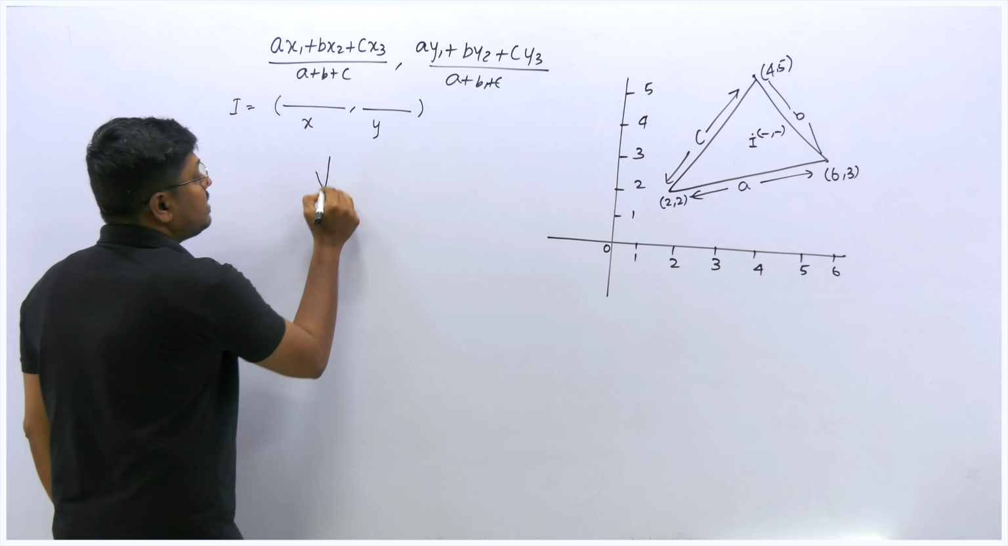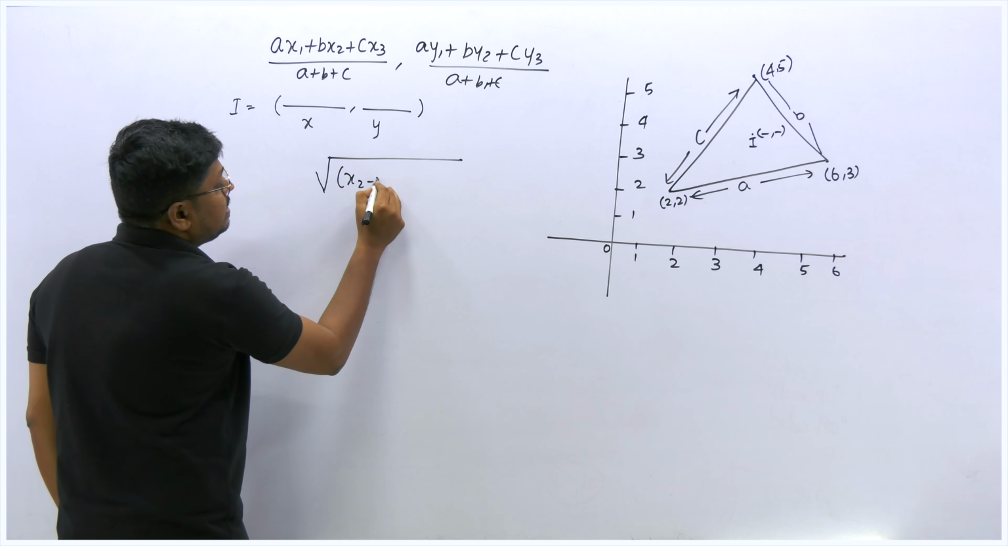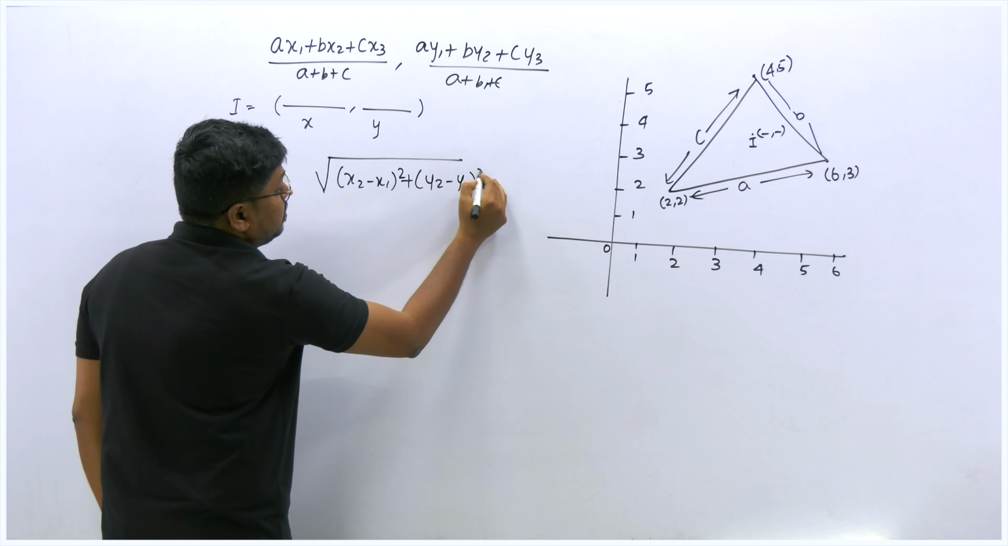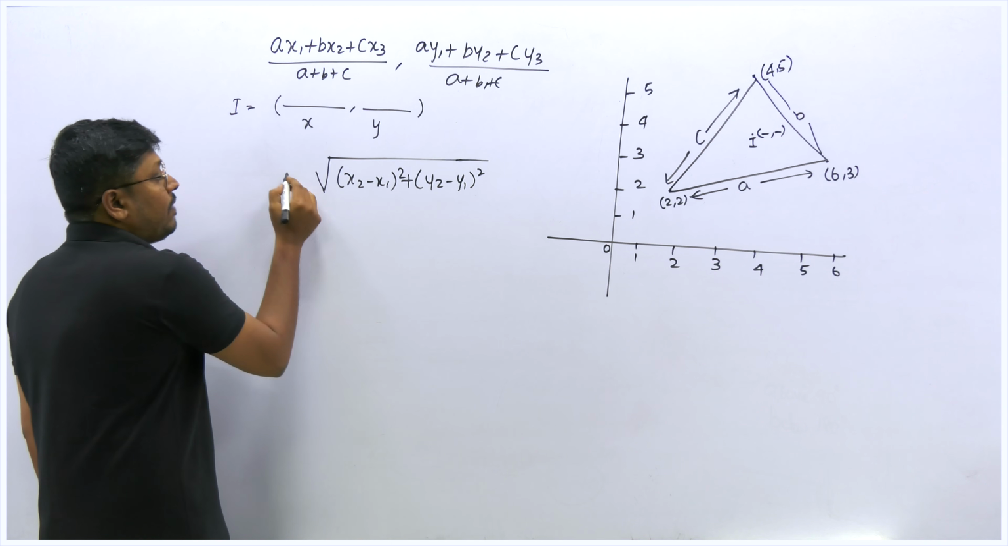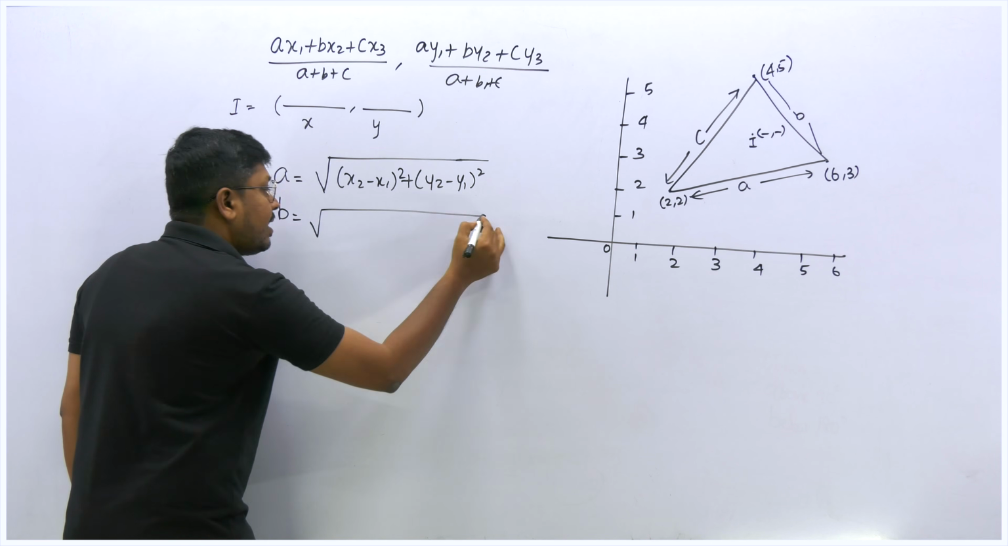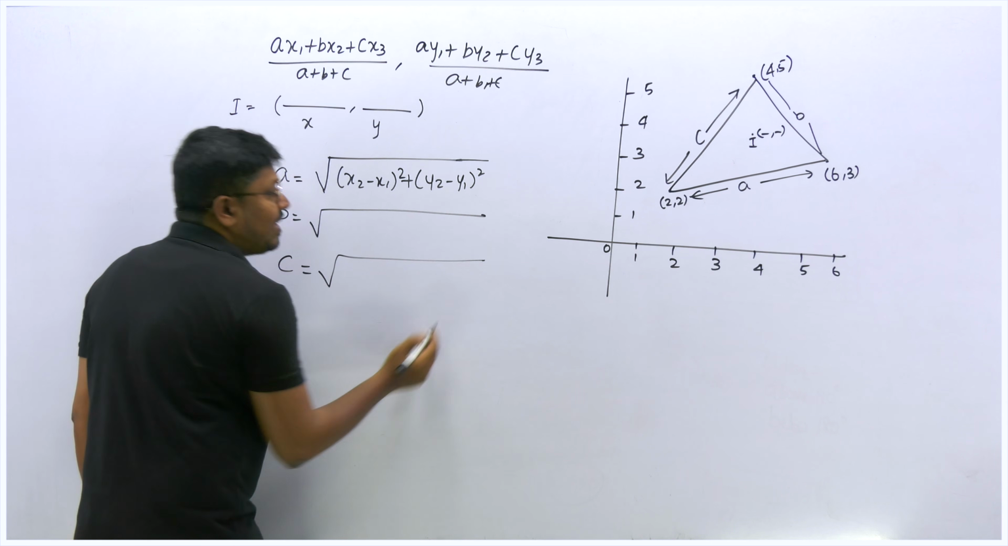So the distance formula is the square root of x2 minus x1 the whole square plus y2 minus y1 the whole square. This is the distance formula. So for finding the a value, we apply this formula. For finding the b value, we have another formula. For finding the c value, we have another formula.